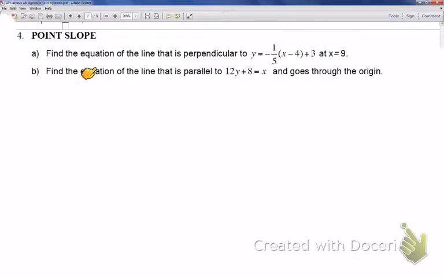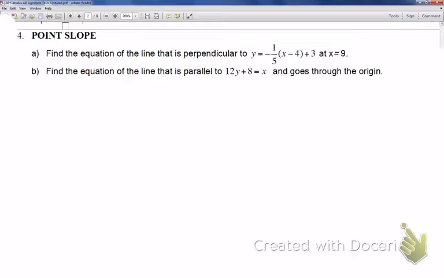So part A says find the equation of the line that is perpendicular to this line right here at x equals 9. So can you guys tell me what I know about lines that are perpendicular to each other? Yeah, when they intersect graphically, they make right angles with each other, and what do we know about their slopes? They're reciprocals and opposites. Good, so they're the negative reciprocals. So if I know the slope of the line I'm being given, then I can figure out the perpendicular slope by finding the opposite reciprocal slope.